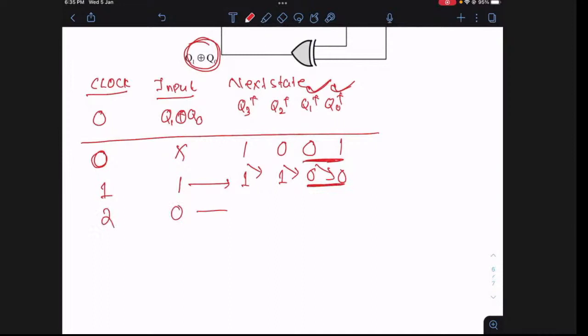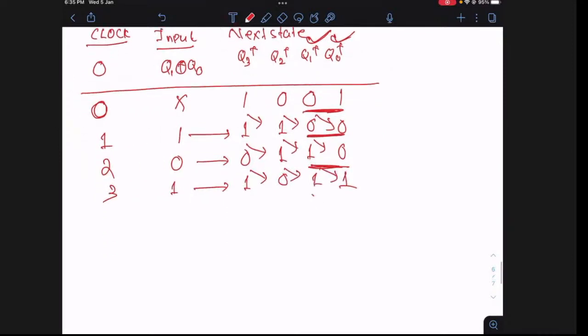So I'm giving the second clock. You get 0 here. You get 1 here. You get 1 here. You get 0 here. 1 XOR 0, you get 1. So you give the third clock. 1, this is 0, this is 1, and this is again 1. So 1 XOR 1 is 0. So you give the fourth clock. So this is 0, this is 1, this is 0, and this is 1. So 0 XOR 1 is 1.